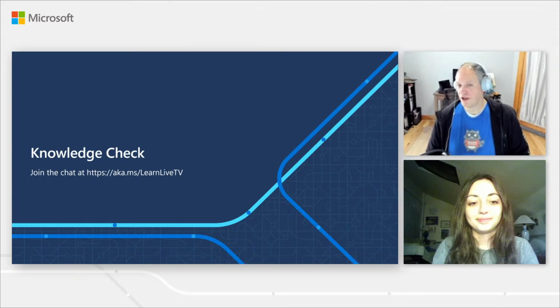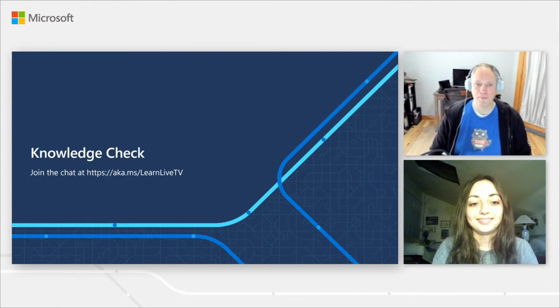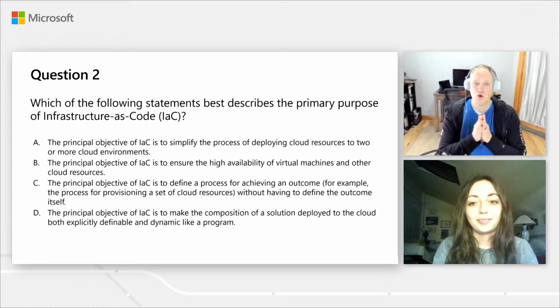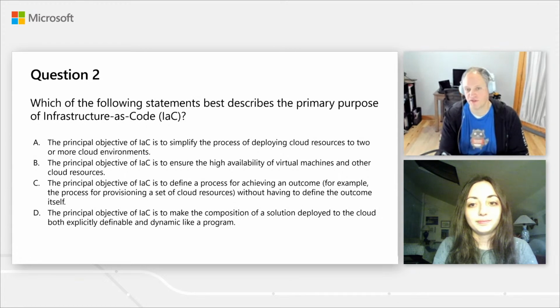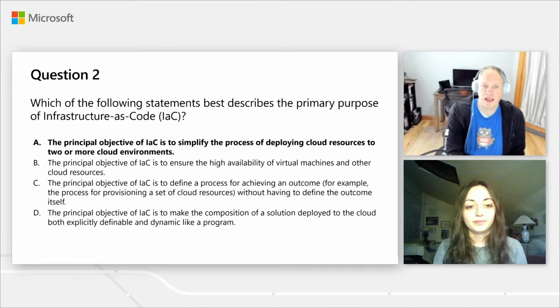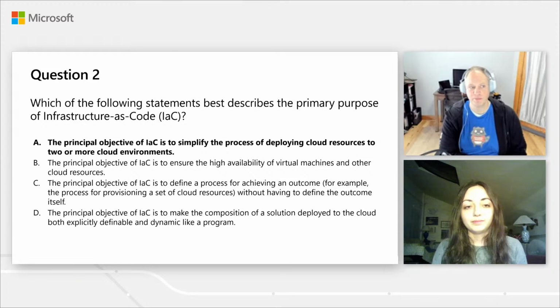So I think it's time for another knowledge check, right? So pop on over to aka.ms/learnlivetv and play along. So Foteini, which of the following statements best describes the primary purpose of infrastructure as code? So we have A: the principal objective of infrastructure as code is to simplify the process of deploying cloud resources to 2 or more cloud environments.